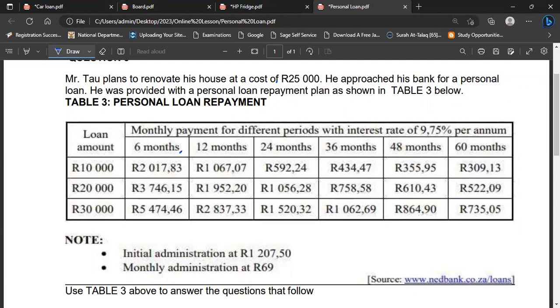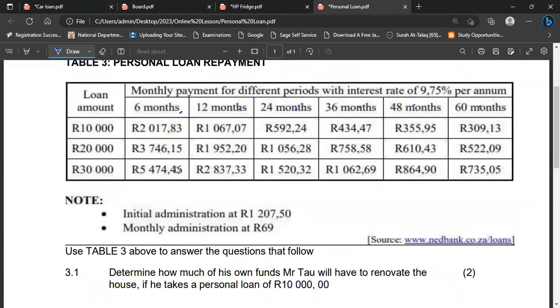So the periods will be here. This is half a year, full year, 2 years, 3 years, 4, and 5. That's the maximum. So if you take 10,000, you'll be paying this much. If you're paying for 6 months, you'll be paying 2,017 rands 83 cents every month. These are monthly installments.